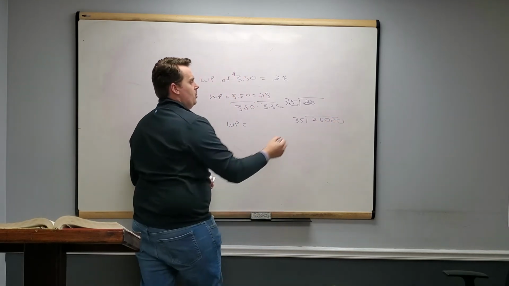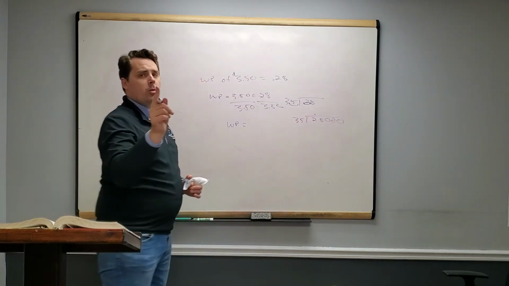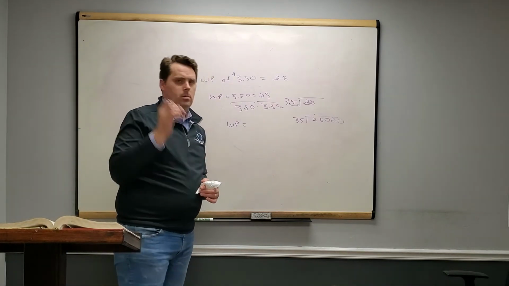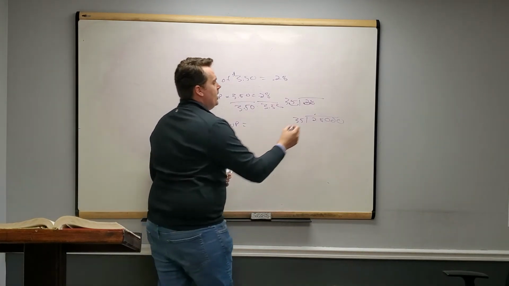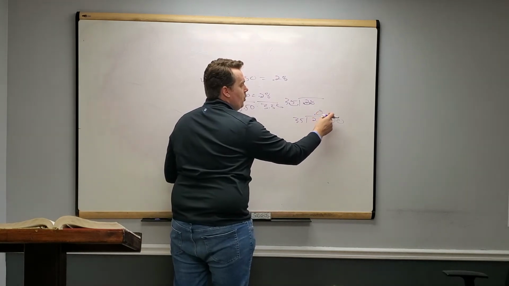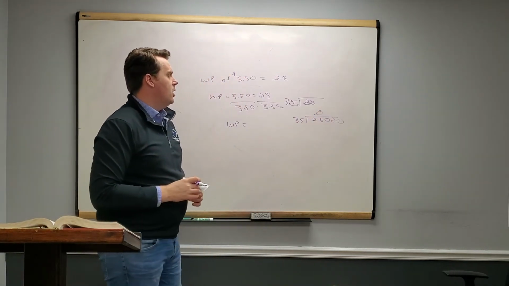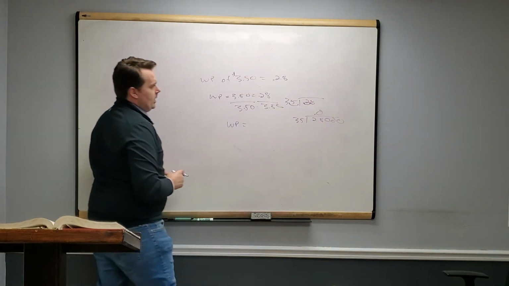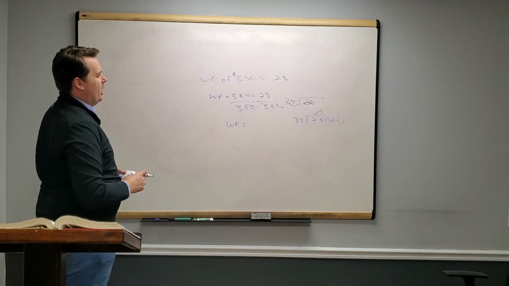2.8000 on the inside. Bring your decimal straight up. This is important. 35 goes into 28 how many times? 0 times. So I need to answer that question before I go further. Okay, 35 goes into 280 how many times? I don't know off the top of my head, but let's start playing with it.